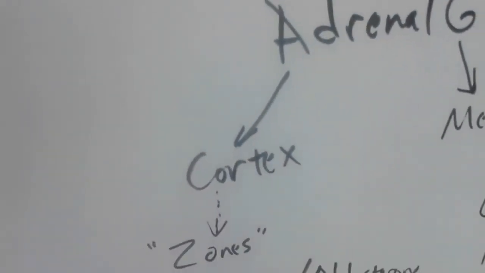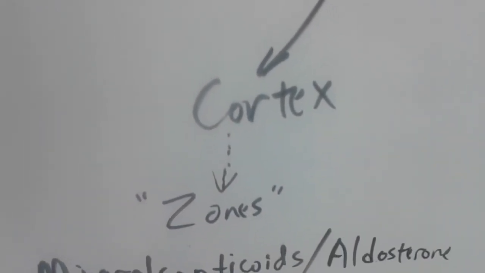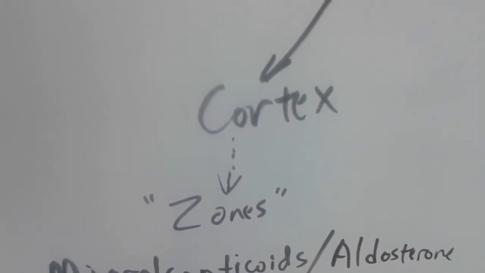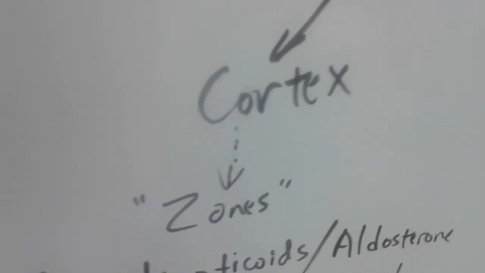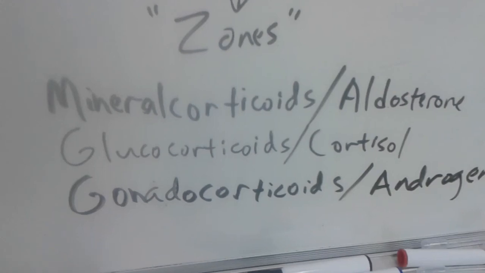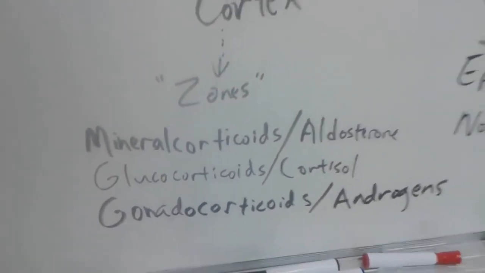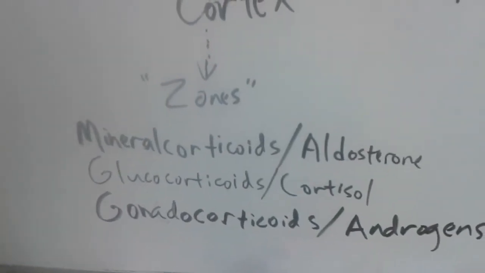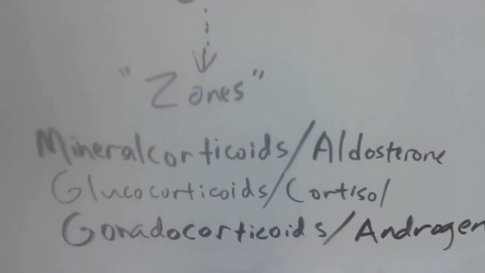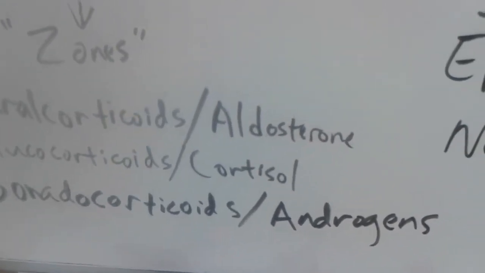While over here, the cortex is broken into 3 different zones. There's zones like the zona fasciculata and the zona glomerulosa. And so these zones, or zonae, they produce different groups of hormones. They produce mineralocorticoids, glucocorticoids, and gonadocorticoids. Now, it depends on your instructor as to how they want you to learn about this. We can go into this in more detail in another video, but one of the primary mineralocorticoids that you definitely need to know in any of your classes is aldosterone.